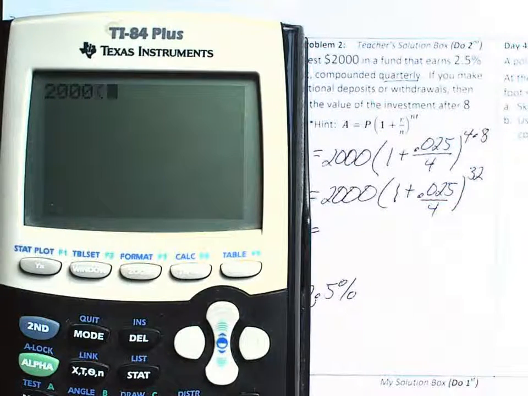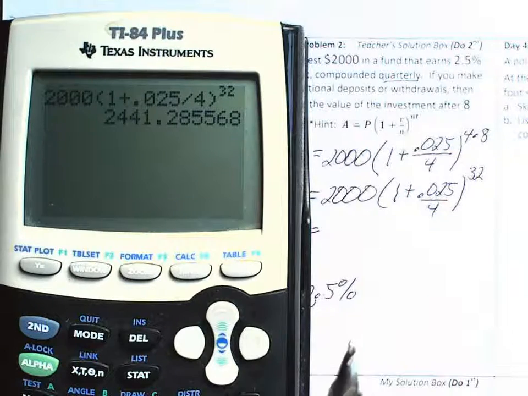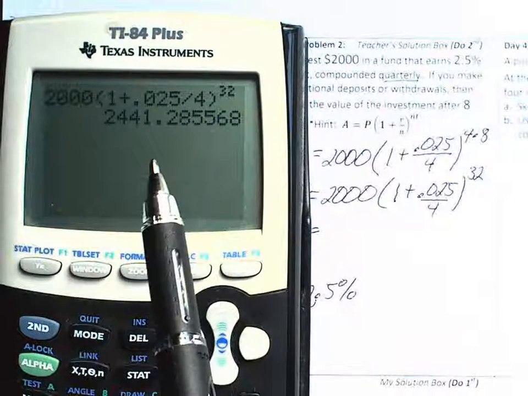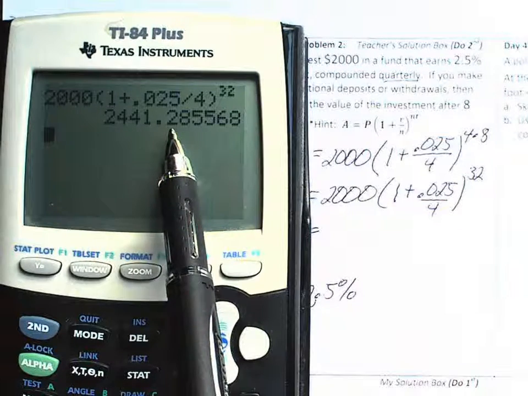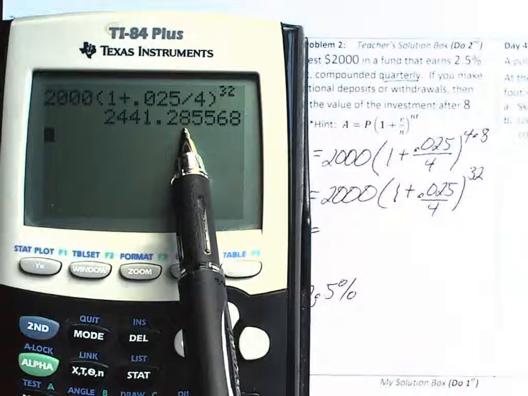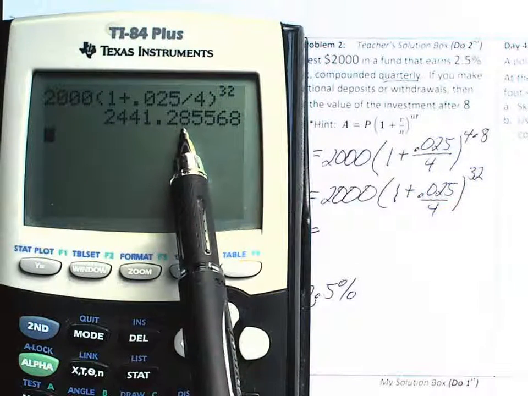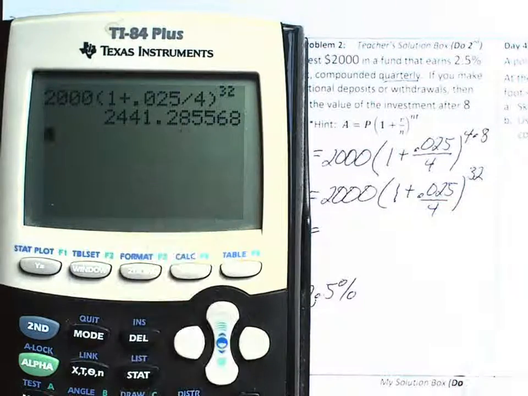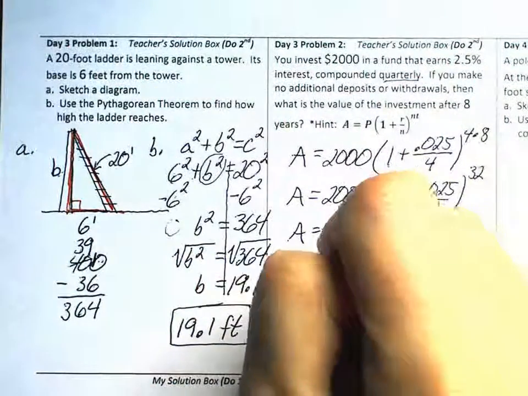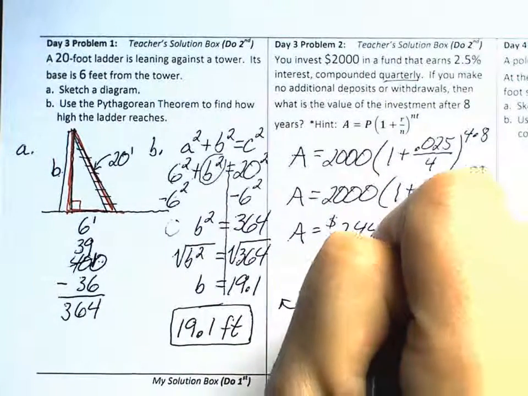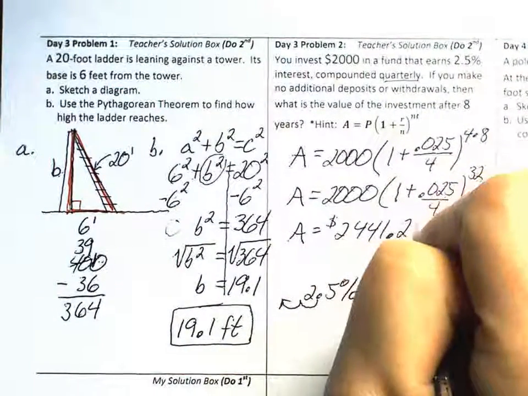2,000, parenthesis, 1 plus 0.025, divide 4, close the parenthesis, exponent, 32. Here's our answer. Because we're working with money, we're interested in dollars and cents, and so we want to round off to 2 decimal places. So looking at the next number over, that is 5 or higher, and so that digit should round up to a 9. So our answer is $2,441.29.